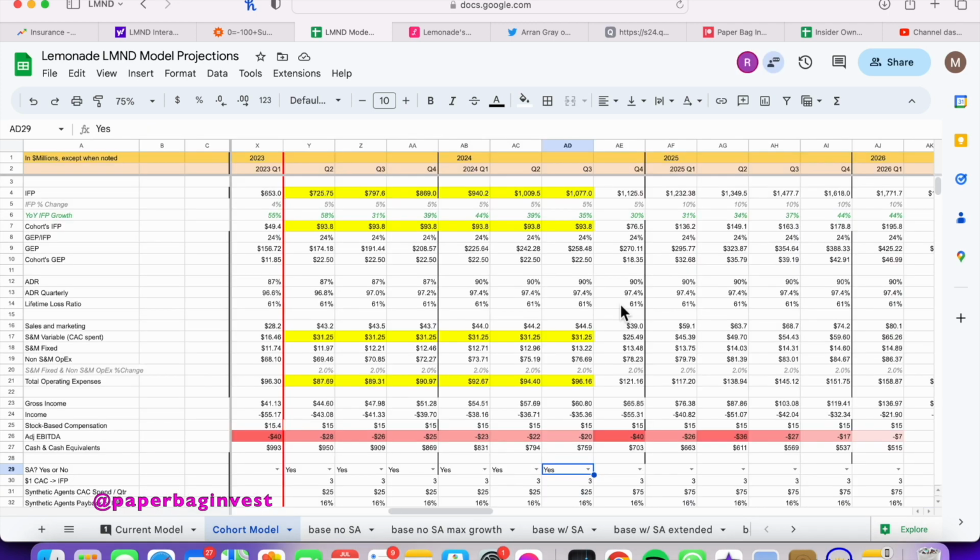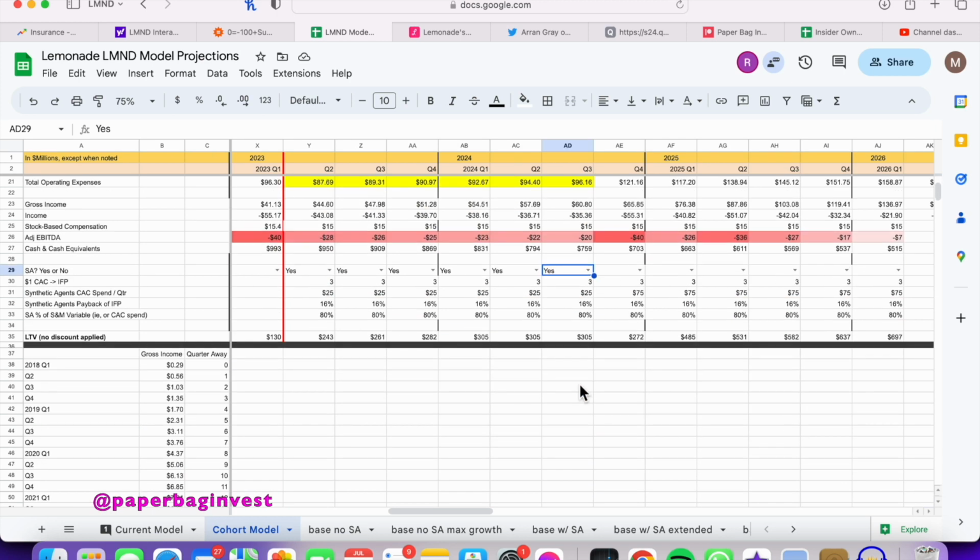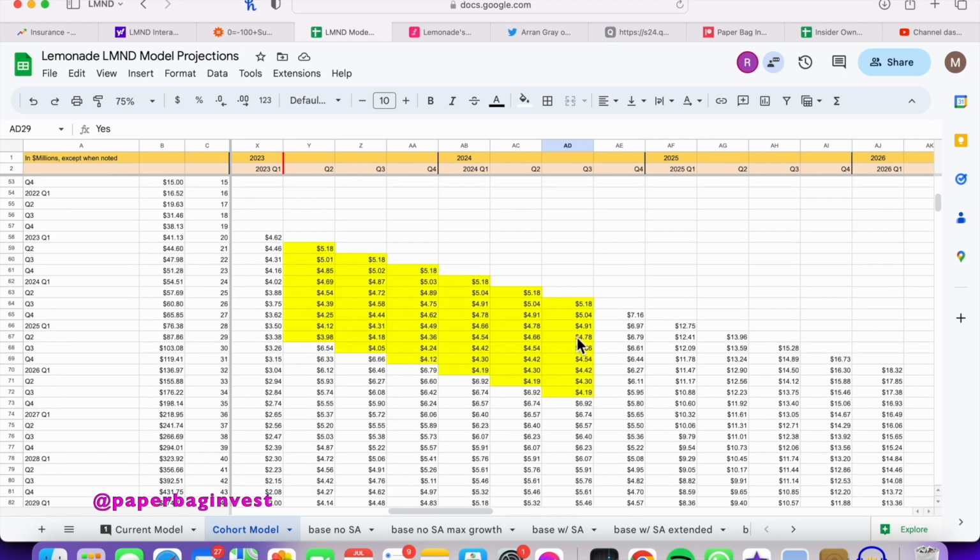And then for each quarter, I have a spot where I can toggle yes or no, whether the synthetic agents are being used for that quarter. And if they are, then the math will change. I have some logic built in, so the appropriate adjustments will be made, and also some conditional formatting highlighting will turn on.